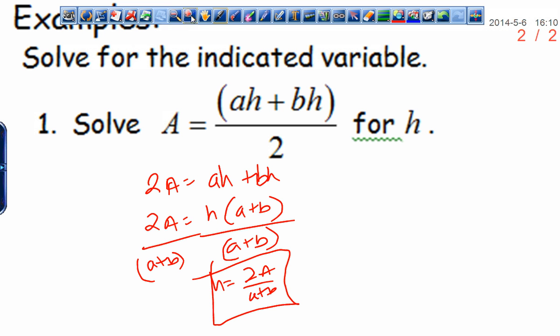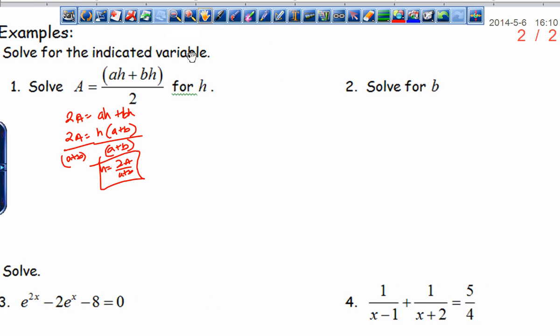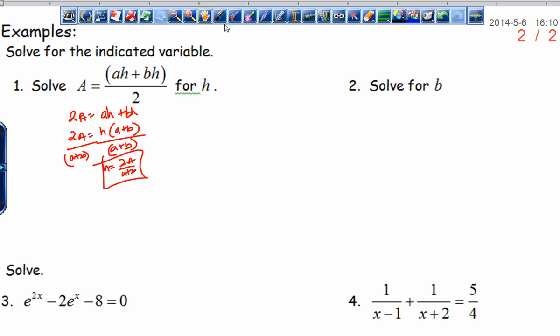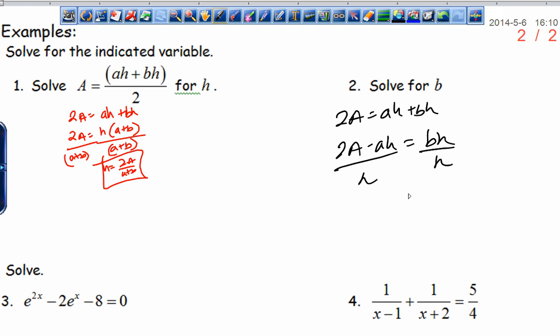Boom, shakalaka. Number 2 works the exact same way, except now we're solving for b, but everything works the same way. So we first multiply by 2, then I'm going to subtract ah, so I get 2A minus little ah equals bh. And the last thing we do is divide both sides by h, and so b is going to be 2A minus little ah over h.